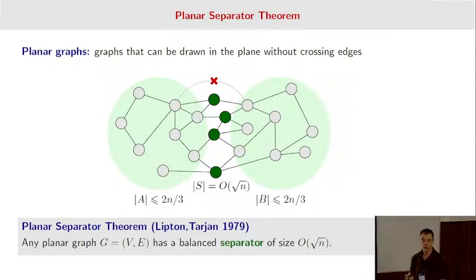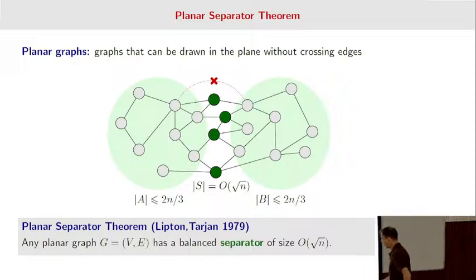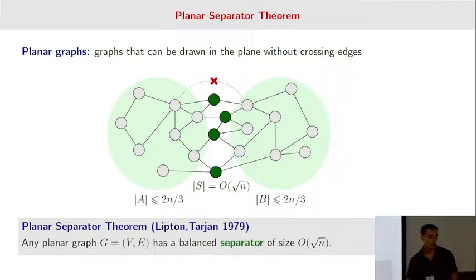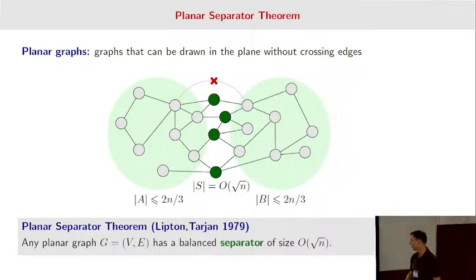Okay, and it's been well known for a very long time that planar graphs have such separators of only size square root of n, and you cannot do better than square root of n. And Lipton and Tarjan were the first to show this. After that, there have been several other papers where they improved some of the constants or had weighted versions and so on. So let me give you this geometric proof of the planar separator theorem.